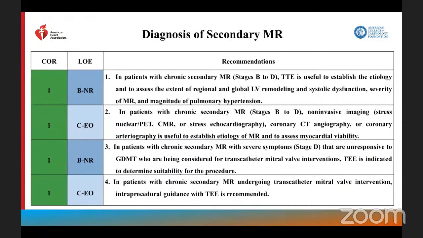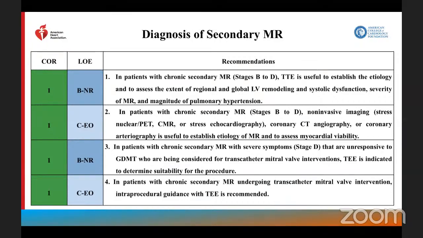Moving to diagnosis of secondary MR. In patients with chronic secondary MR, stage B to D, transthoracic echo is useful to establish the etiology, assess the extent of regional and global LV remodeling and systolic dysfunction, severity of MR, and magnitude of pulmonary hypertension, class 1 level B. In patients with chronic secondary MR, stages B to D, non-invasive imaging with stress nuclear, PET scan, cardiac MRI, or stress echo, coronary CT angio, or coronary arteriography is useful to establish the etiology of MR and to assess myocardial viability. It's a class 1.